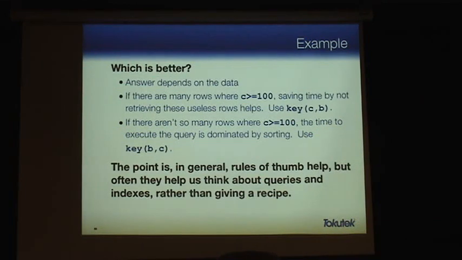And in this case, about the answer of what is better, well, it's going to depend on your data set. And this gets to what I was saying earlier, that there are really no hard set rules. Everything is dependent on the problem that you have in front of you. If you have a lot of rows where C is greater than or equal to 100, and saving time by not retrieving these useless rows is going to help, then use C comma B. But if there aren't that many rows where C is greater than or equal to 100, and the time to execute the query is really being dominated by the sorting, then you ought to use B comma C.